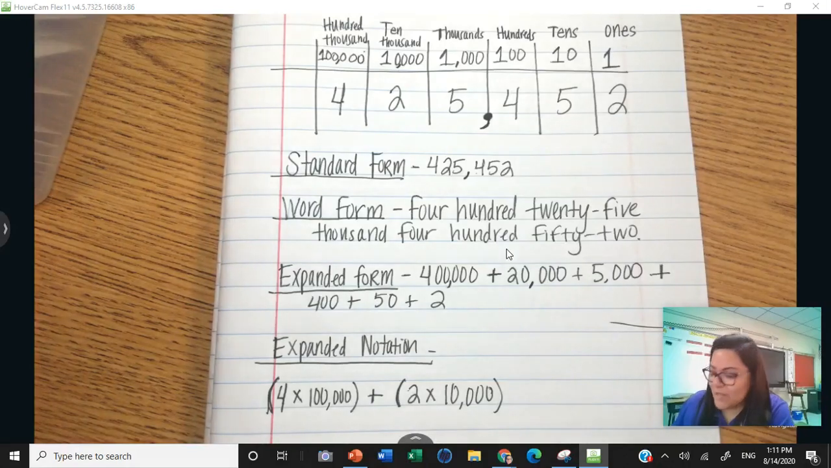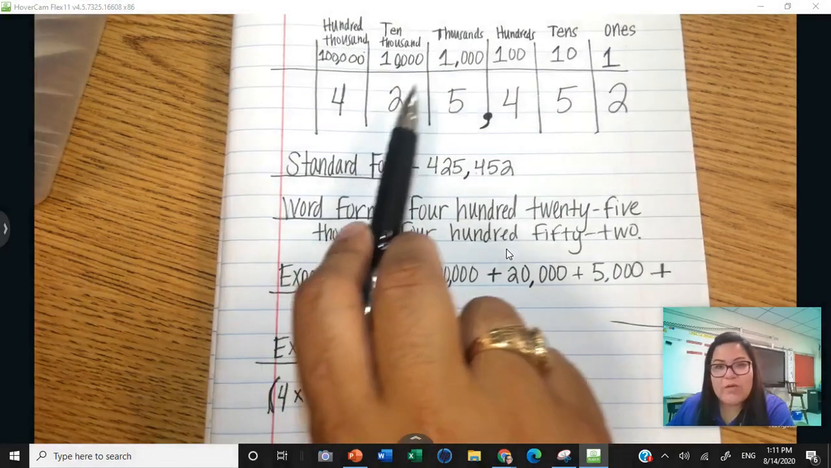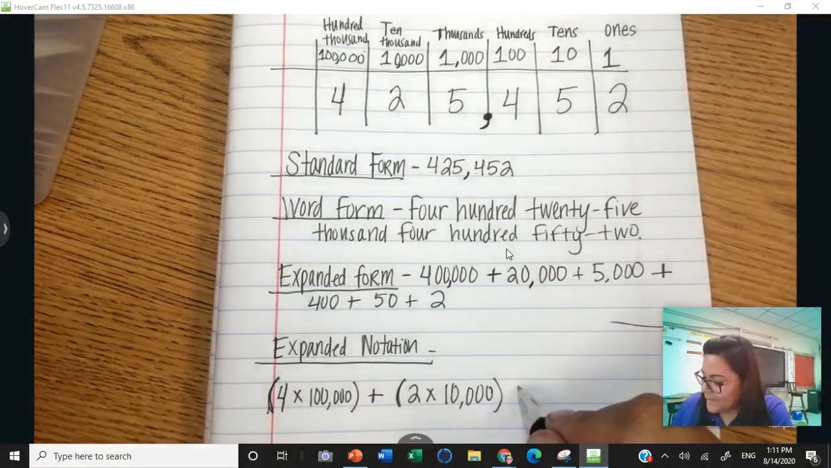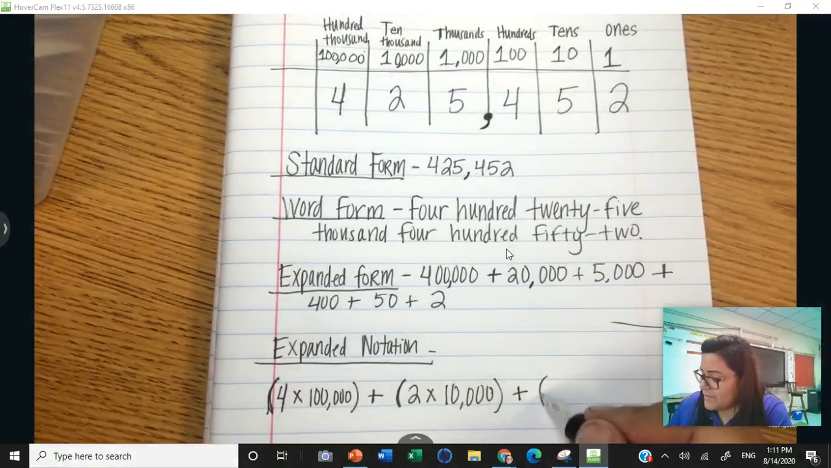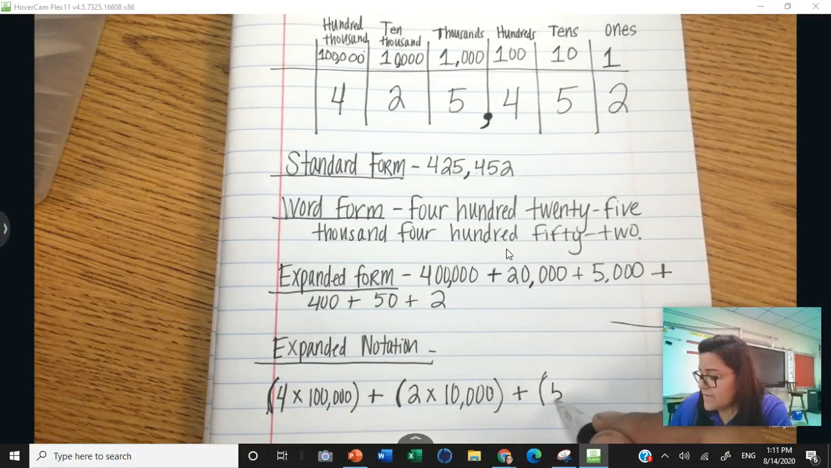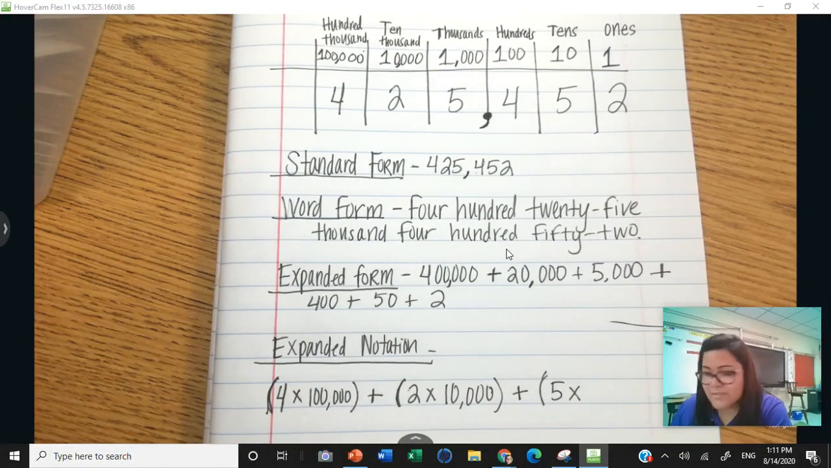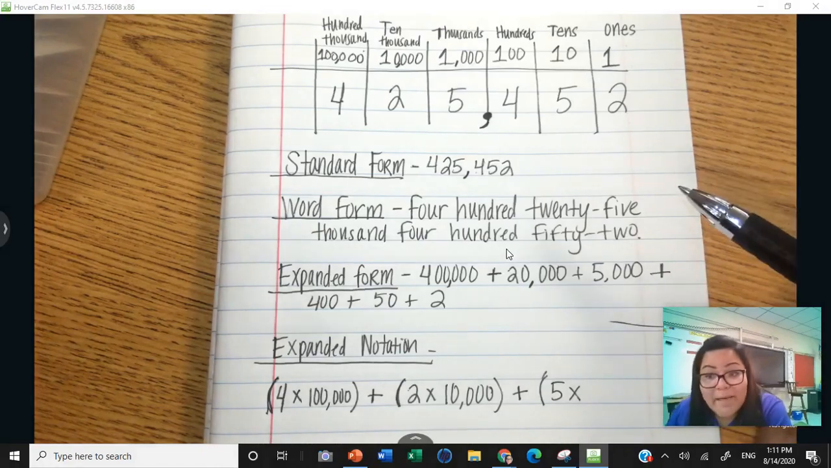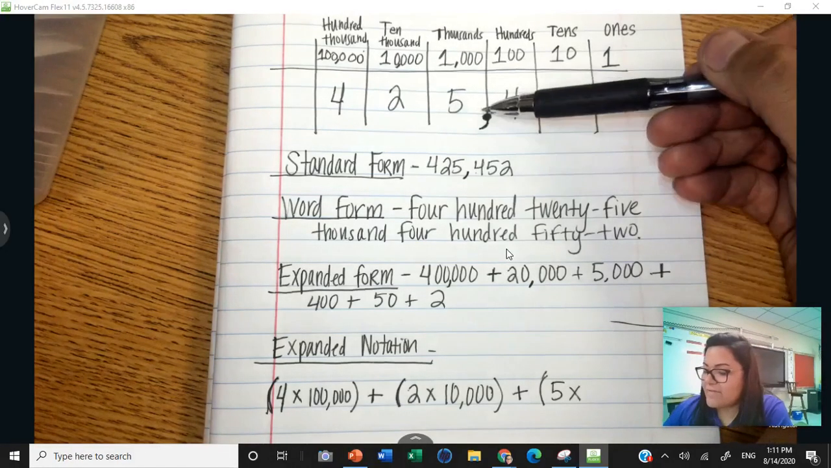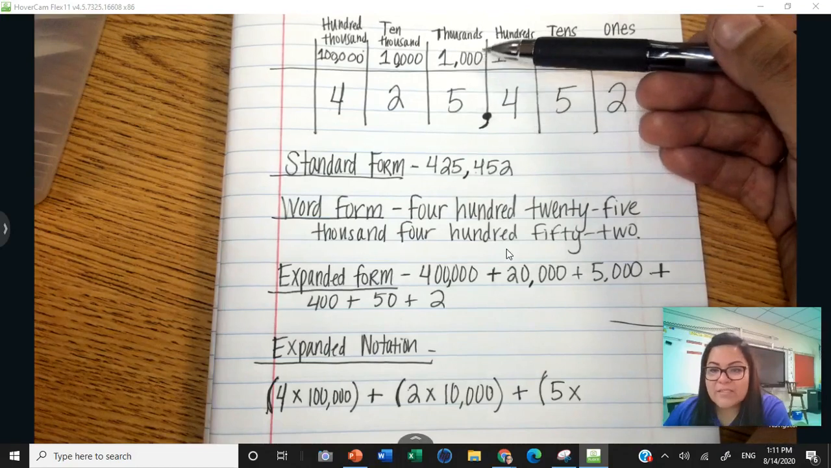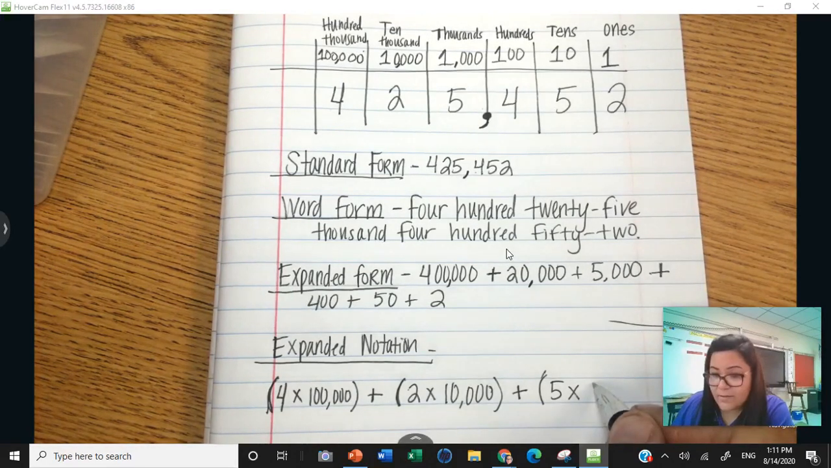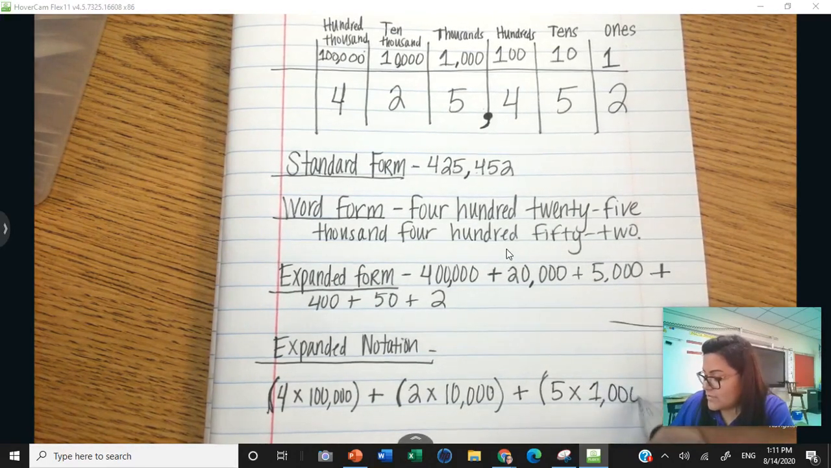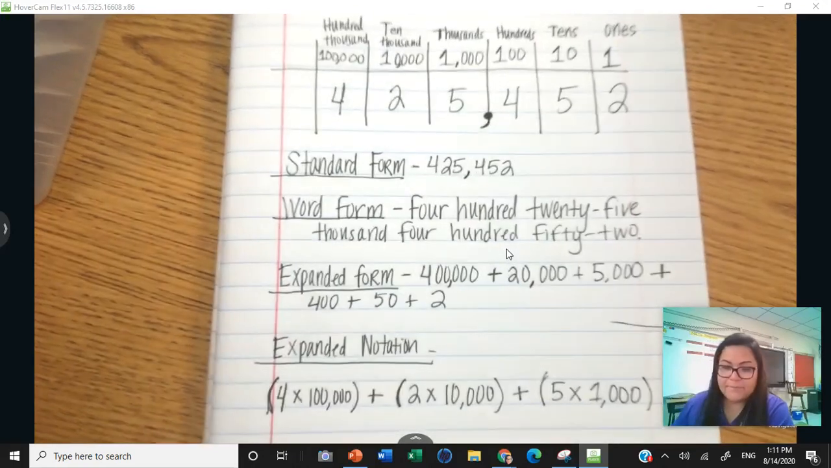All right. So I'm done with the 4. I'm done with the 2. Now I'm moving on to the 5. Plus, here's my 5. I'm going to begin with my parentheses. 5 times, let's go check what place value the 5 is in. The 5 is in the 1,000s place. So we need to multiply the 5 times 1,000. Are you ready? Let's do it. 1,000 and then lock it up.